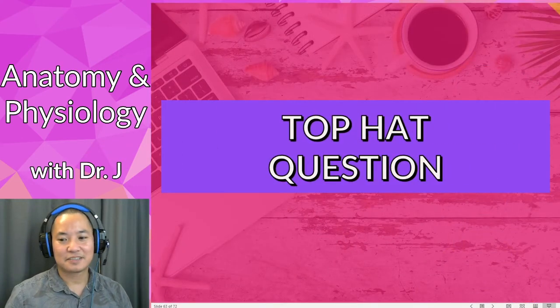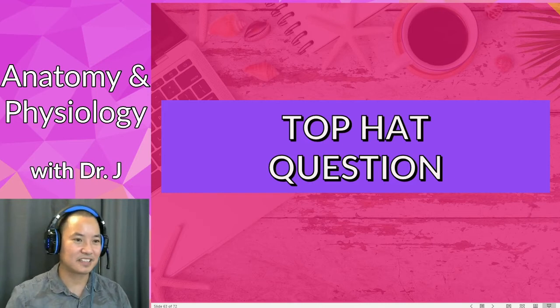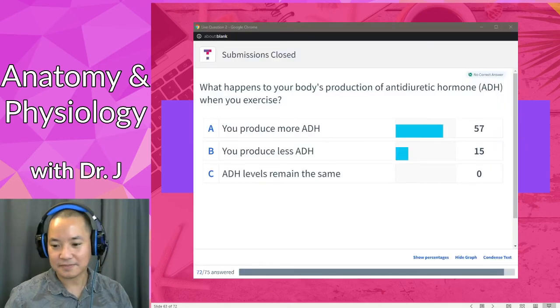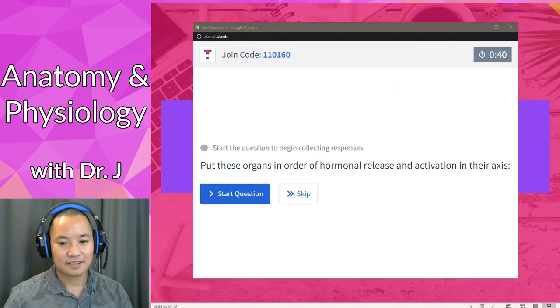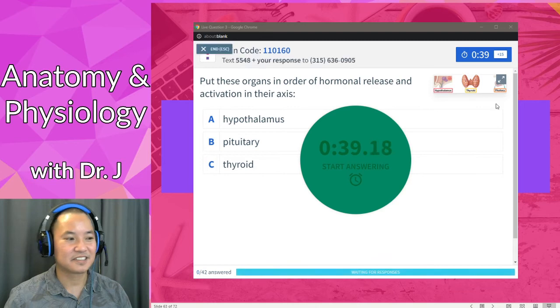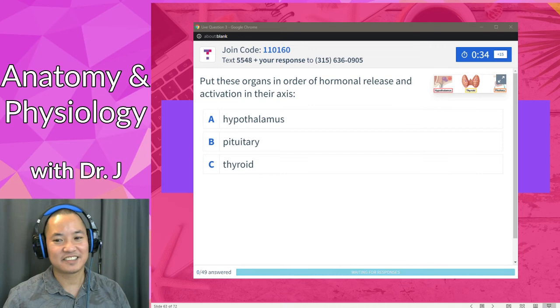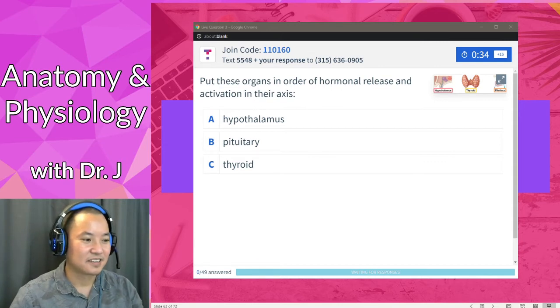Let's put this in. We're a little over time, but if you want to do a few more questions, I still have a bit in reserve. All right, so Top Hat questions. Next question: put these organs in order. Compared to a regular multiple choice, now you have to drag these in the right order. Which comes first in terms of releasing hormones? A, B, C. Put them in the right order.